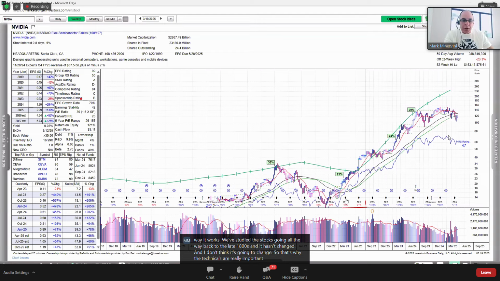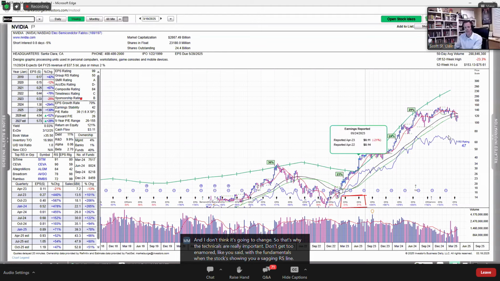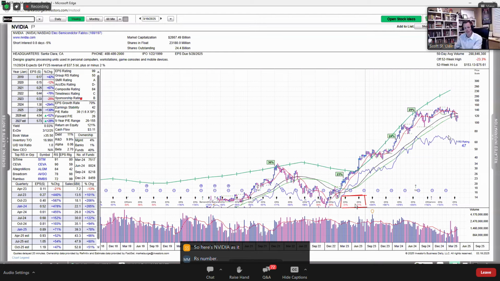Don't get too enamored, like you said, with the fundamentals when the stock's showing you a sagging RS line. Here's Nvidia as it was starting to go, right? The earnings on the table that were being reported were very pedestrian at best. But what you said is so important: the stock was anticipating these numbers. Look at that: 440, 367, 478, et cetera, 567. My eyes are bad. So the market is anticipating these huge, huge earnings.